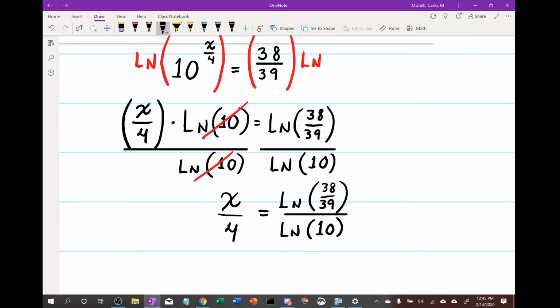X is being divided by 4. So to undo that, we will multiply both sides by 4. All right.